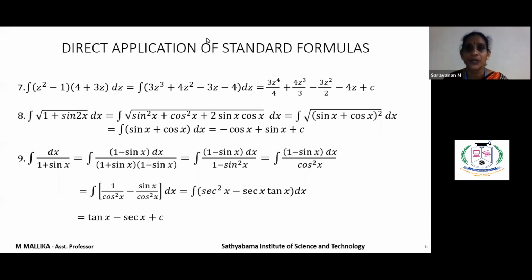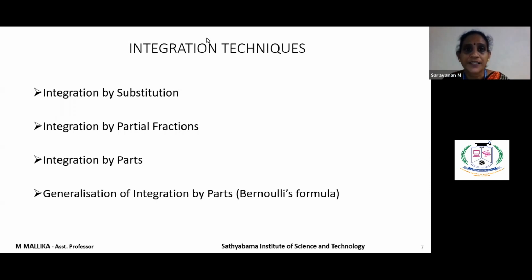So the given function won't always be in the standard form. One thing is, you have to bring it to standard form by making some adjustments, or by making use of some relations, or else you have to use some method in order to reduce it to the standard form. What are the methods that we are going to see? These are the integration techniques in this chapter: integration by substitution, integration by partial fractions, integration by parts, and generalization of integration by parts, which is also called Bernoulli's formula.